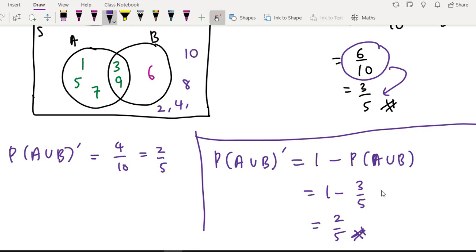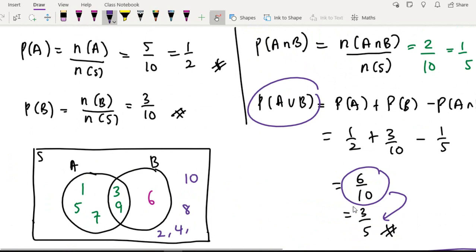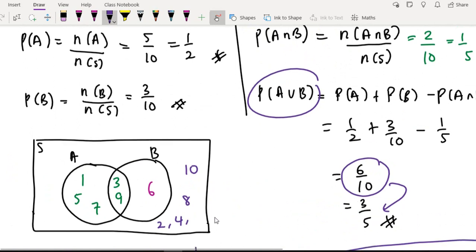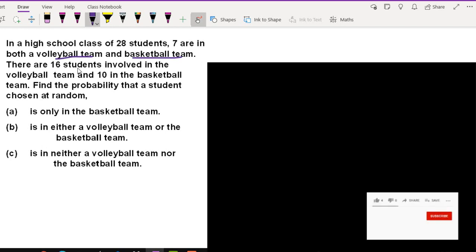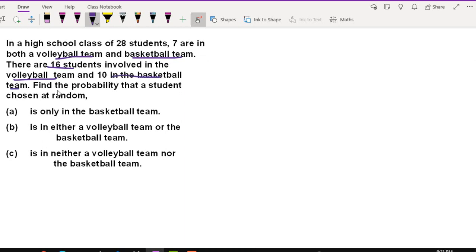You have two methods. You can find or solve the answer using calculation or using a Venn diagram. For example 2, in a high school class of 28 students, 7 are in both the volleyball team and the basketball team. There are 16 students involved in the volleyball team and 10 in the basketball team. Find the probability that a student chosen at random.